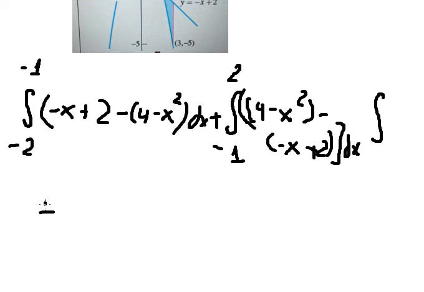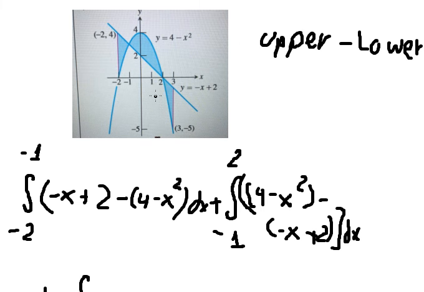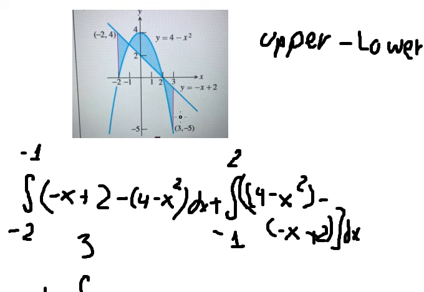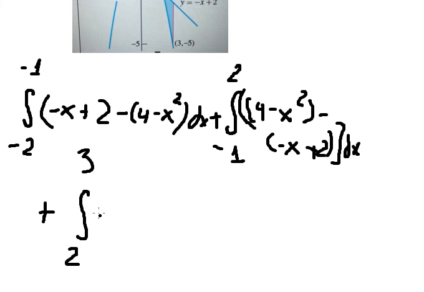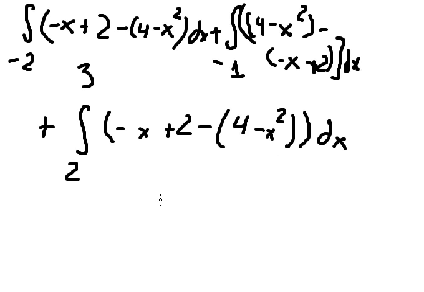And the last one, from 2 to 3. We see that the line in here is above the curve, so the line should be negative s plus 2 minus 4 minus s squared, ds. Now we need to calculate the 3 intervals in here.